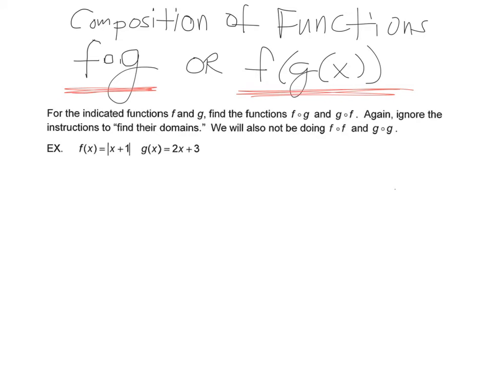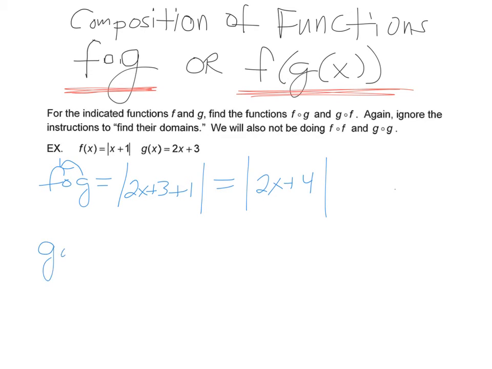Again, ignore the instructions to find their domains, and then we're also not going to do f of f and g of g. We'll start with f of g, and the function on the right plugs into the function on the left. So 2x plus 3 is going to replace the x in the f function. I still have absolute value, but where the x is, I put 2x plus 3, and then I still have plus 1 and close the absolute value. And then inside, combining like terms, 2x plus 4.